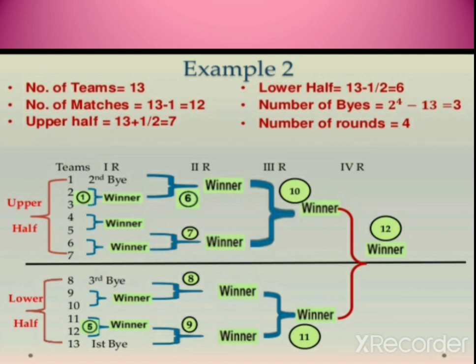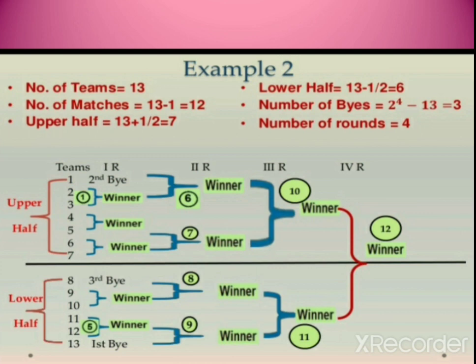So for the fixture, we will write the number of teams all the same way. Total number of teams is 13, so we have written 13 teams here. This is the number we are writing. When we are making a fixture, we can write the name of the team also. So we have written the numbers 13 teams here. Now we will make two halves. Upper half is 7 teams.